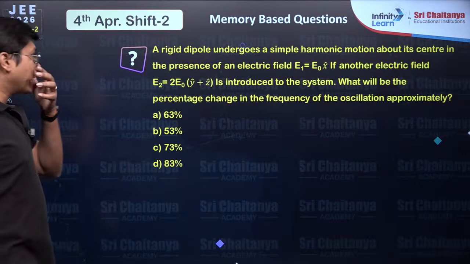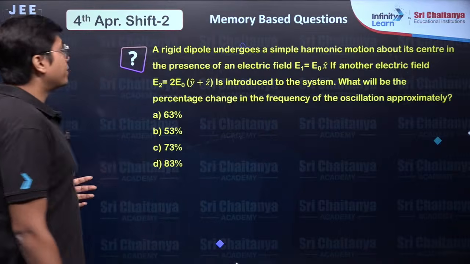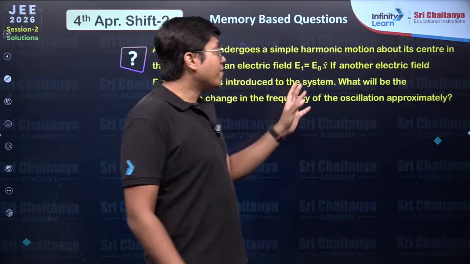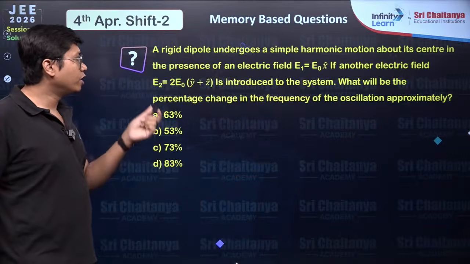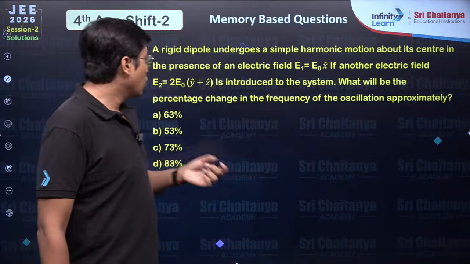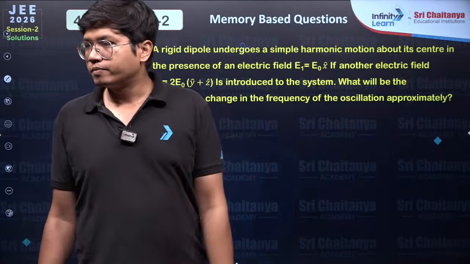This says a rigid dipole undergoes a simple harmonic motion about its center, the presence of an electric field, E1 is equal to E0 x cap. If another electric field, E2 is equal to 2 E0 y cap plus z cap is introduced to the system, what will be the percentage change in the frequency of the oscillation? Okay?